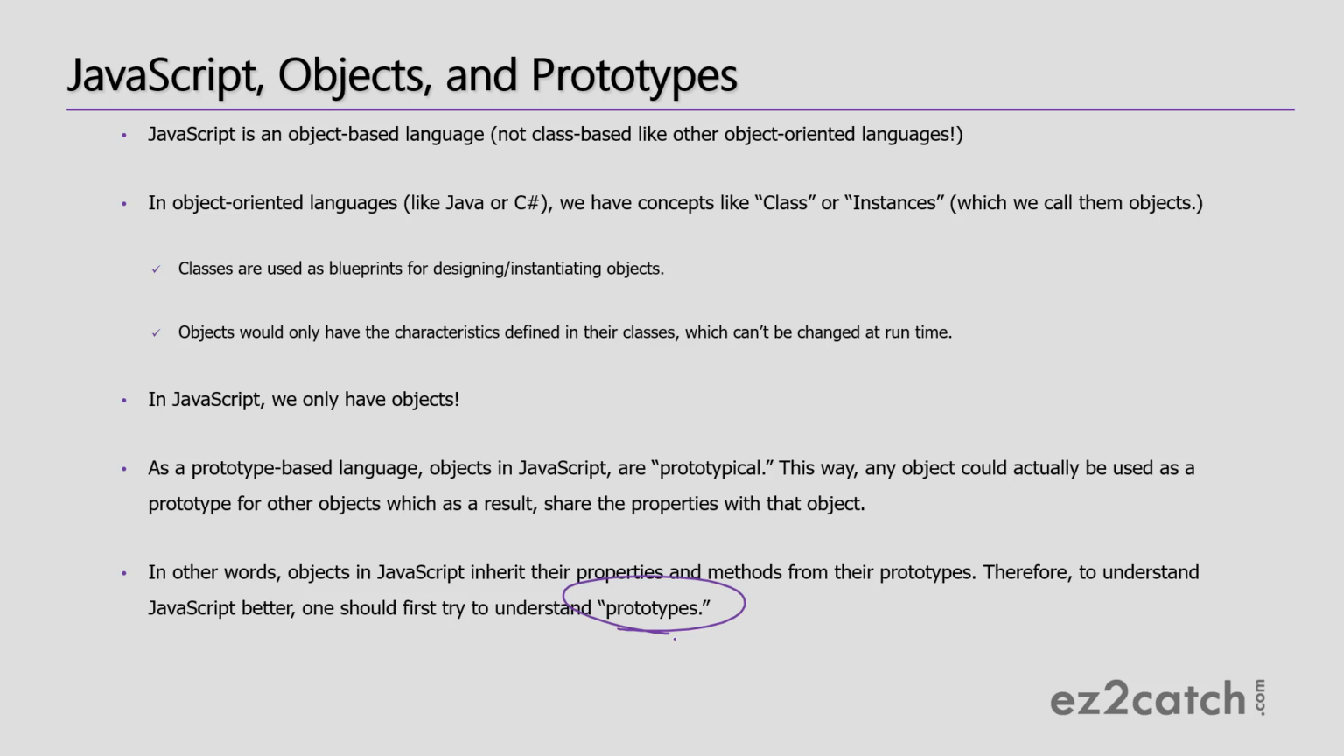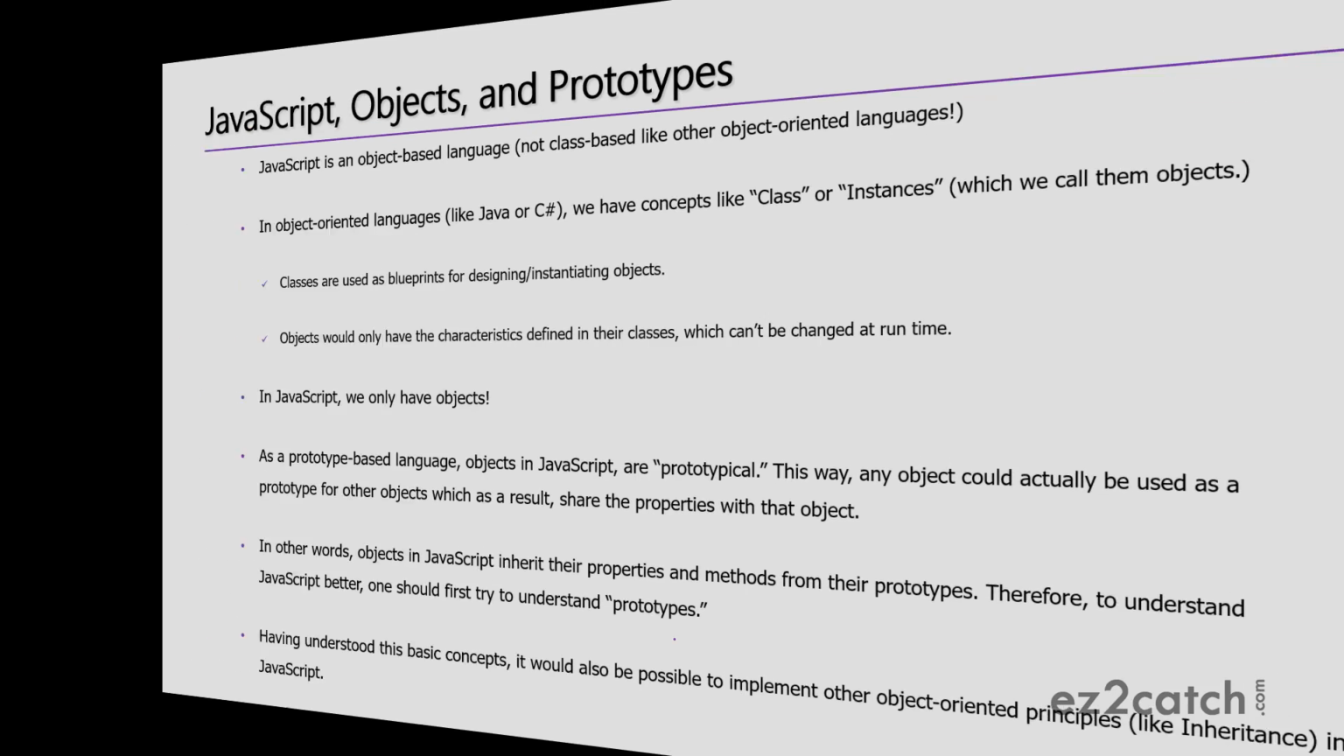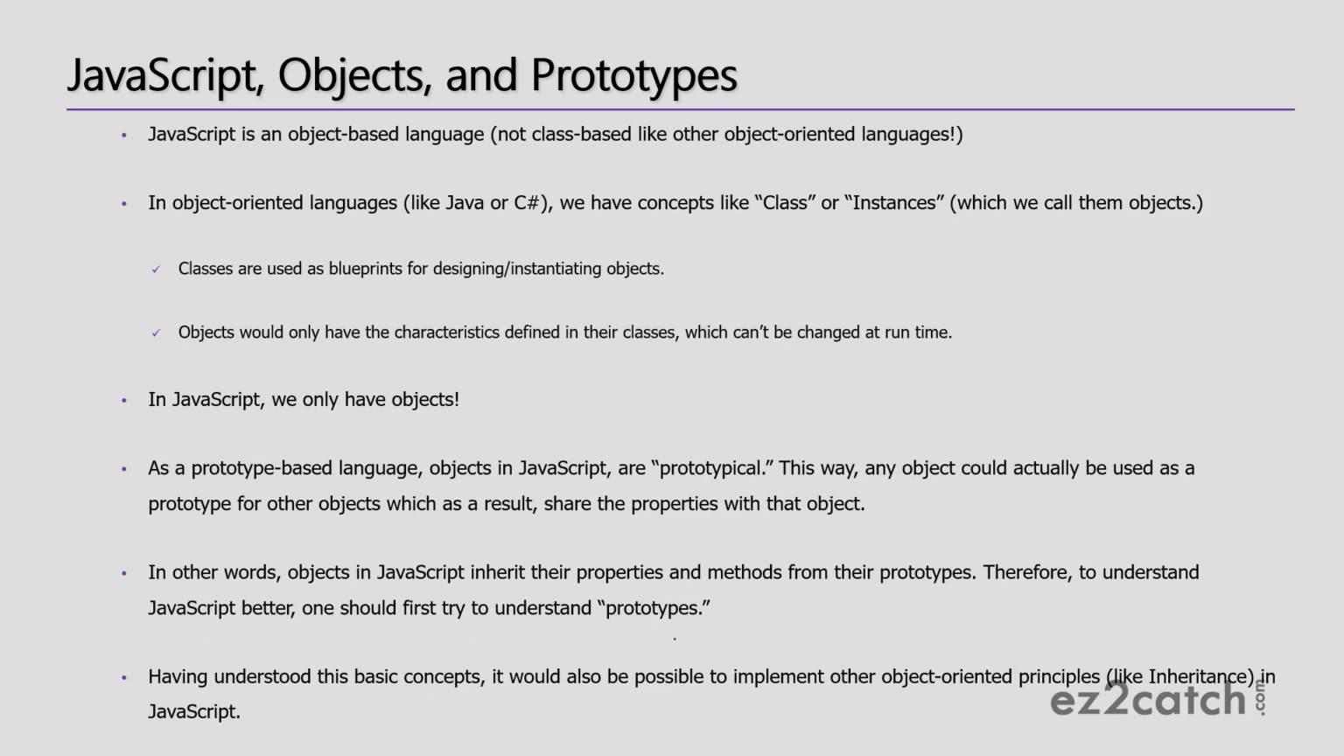Of course, later we'll correct ourselves, so we don't have things like methods, as we call them methods in Java or C#. It's mostly functions, because JavaScript is based on functions. But anyway, for now, let's think that all the properties, characteristics, and methods are going to be inherited into the objects from their prototypes, not from any classes. So as you see, if you understand these basic concepts of prototypes, then it will be possible to implement the other object-oriented principles, let's say things like inheritance, in JavaScript as well. Having said all this, in the next video, we're going to see what exactly prototypes are in more detail.